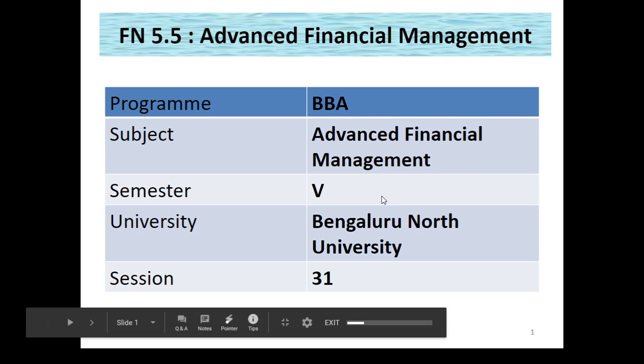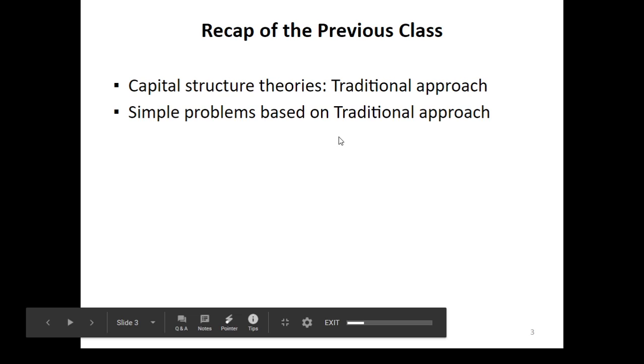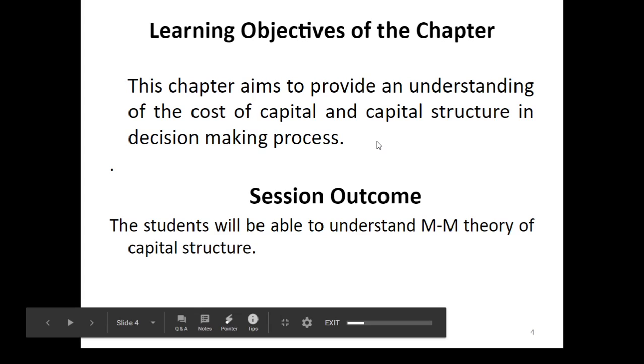Today I am going to discuss the approach of capital structure theories. Last class we discussed the traditional approach of capital structure theories and also calculated problems based on the traditional approach. The session objective of this chapter is to provide an understanding of the cost of capital and capital structure in the decision making process.